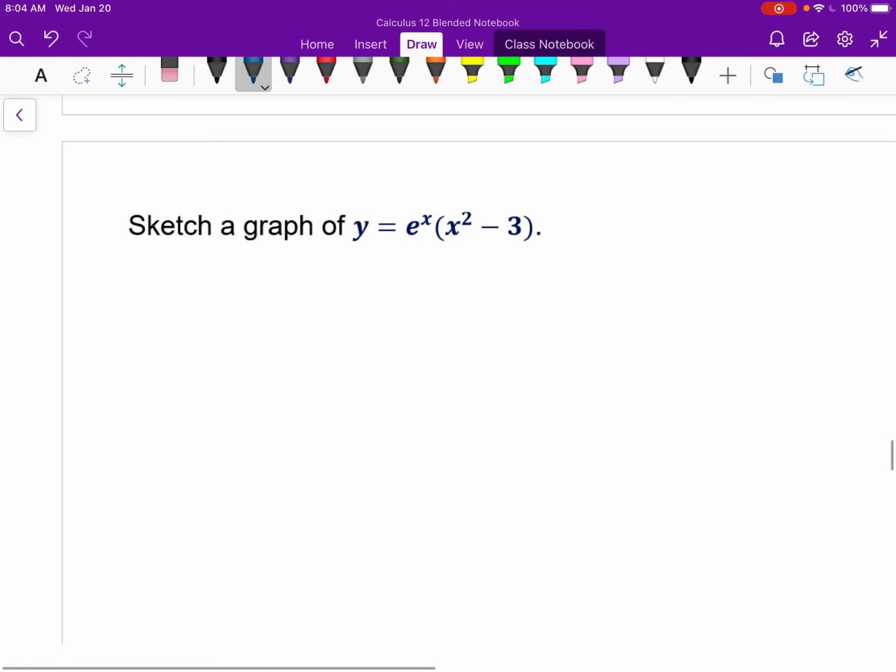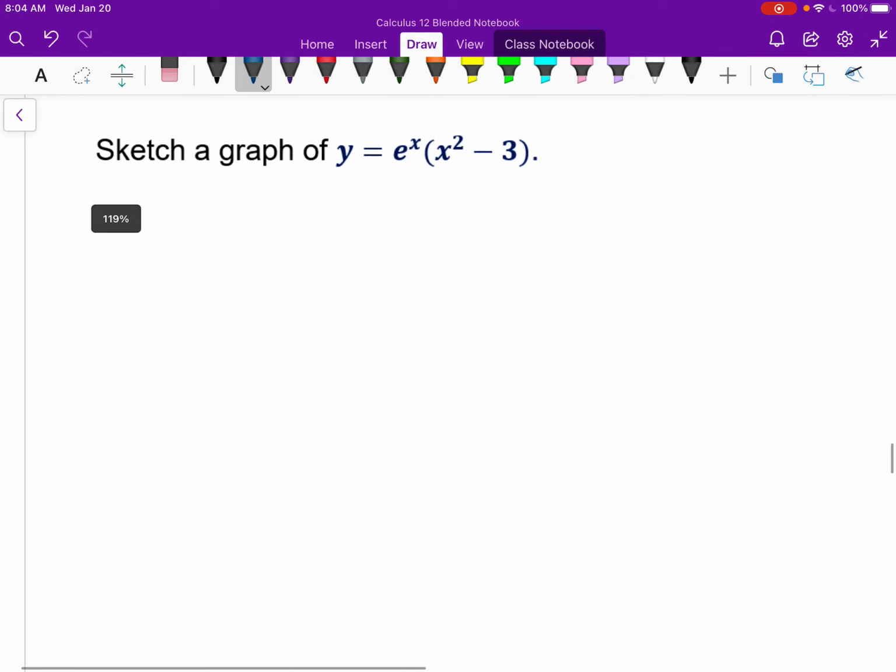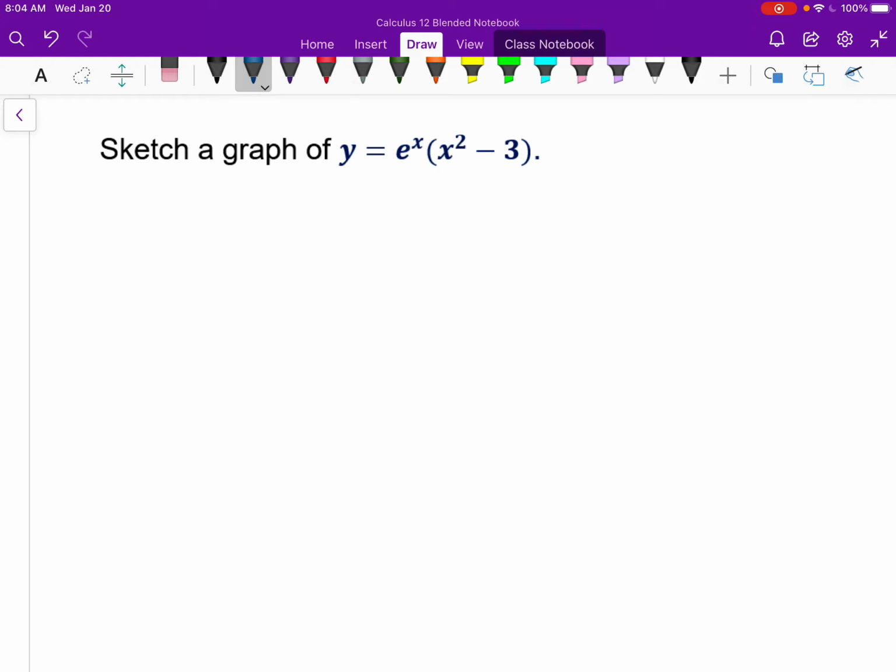And so let's try one more. Now again, you could try this completely on your own, but chances are you may be better off just watching me get everything set up before I draw it. That's it. Sketch a graph of this. I don't give you any other derivatives. So what I want to do first is find the domain. And I can just see by looking at it, the domain is all real numbers.